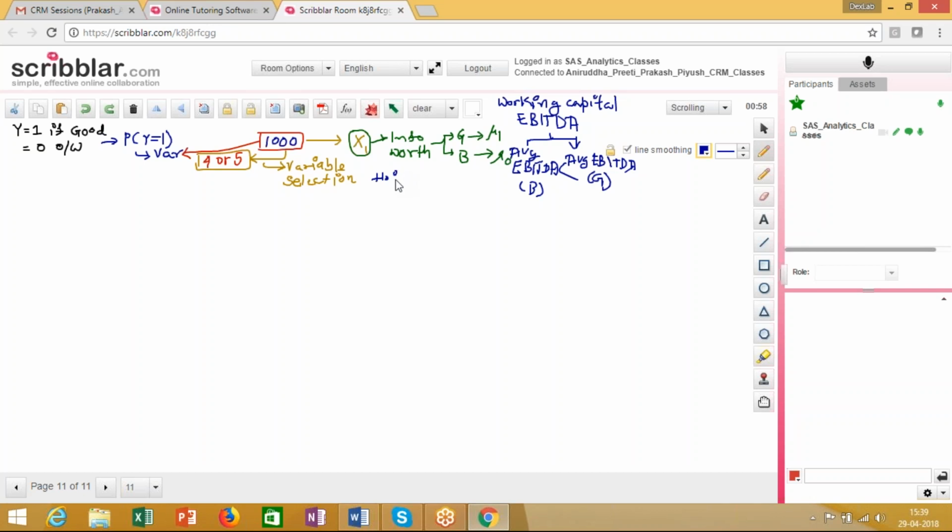the null hypothesis: mu good minus mu bad equals 0, and the alternative hypothesis: mu good minus mu bad is not equal to 0.